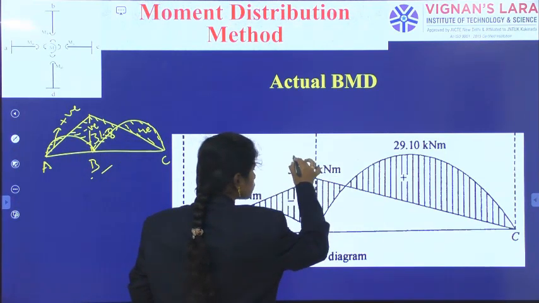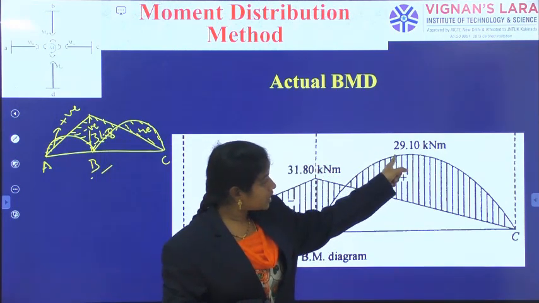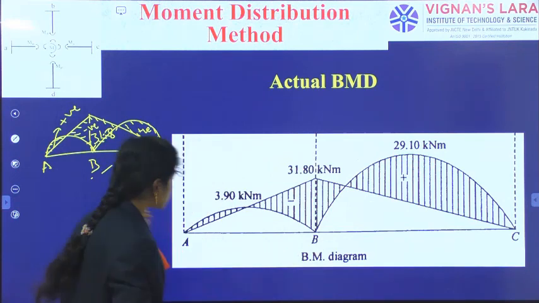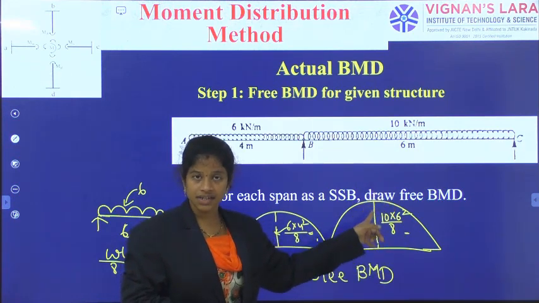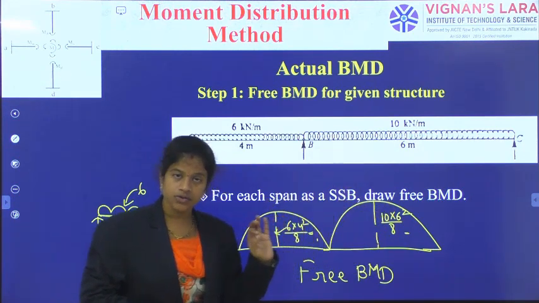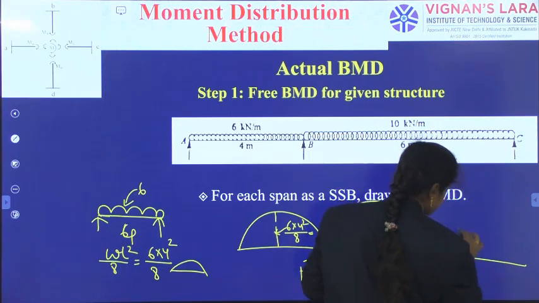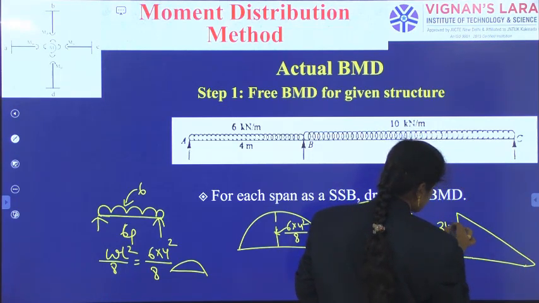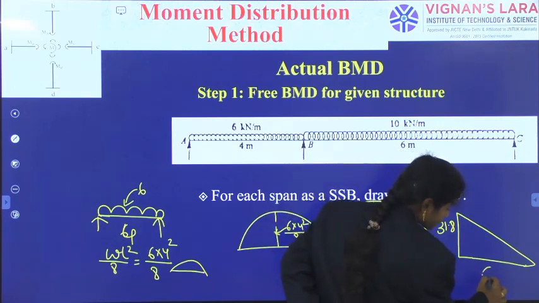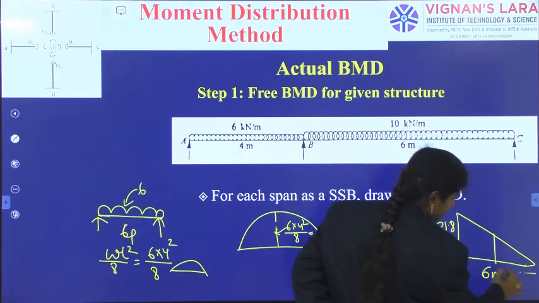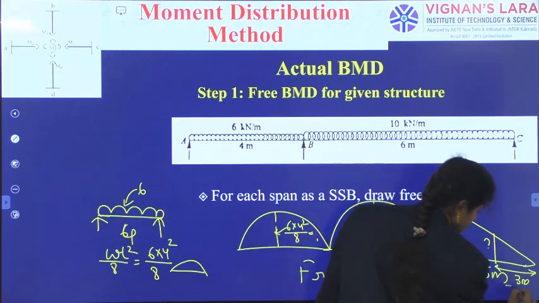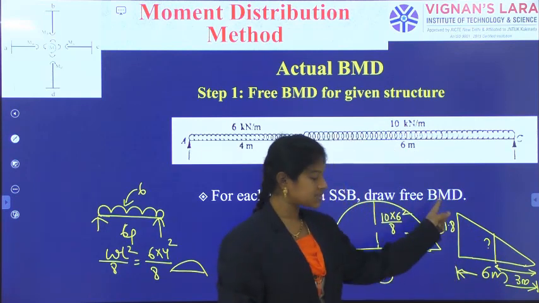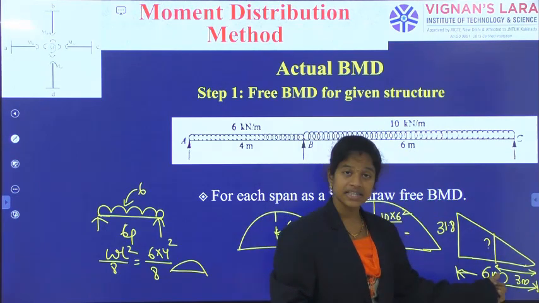See here, this is the value we know, and there is 29.1. Once you know the individual free BMD heights, for this structure I know the height, and also for a triangle with 31.8 over a length of 6 meters, at a distance of 3 meters I can develop the height, right? From 0 to 6 meters, that is 31.8. From 0 to 3 meters, what is the height in the triangle?